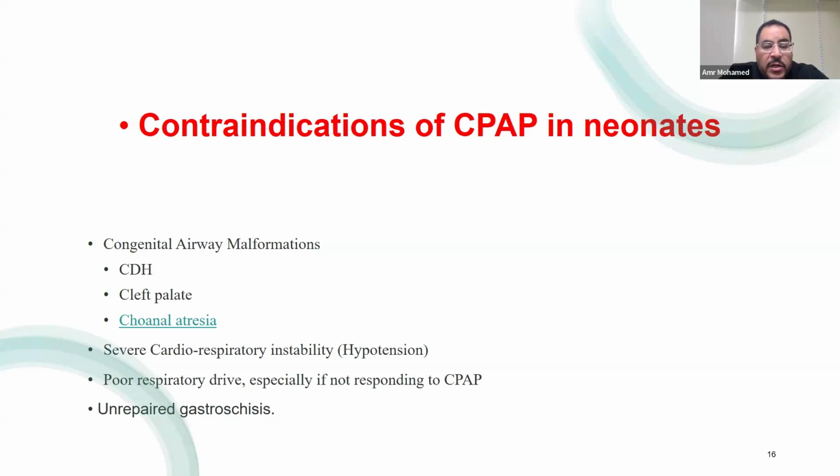Hypotension or severe cardiorespiratory instability, because CPAP can decrease blood pressure, so that will make it worse. Poor respiratory drive. We normally use CPAP for babies who are spontaneously breathing with RDS, but we can't use it with babies who have poor respiratory drive. And again, repaired gastroschisis, because that will increase intra-abdominal pressure and the gastroschisis gets worse.